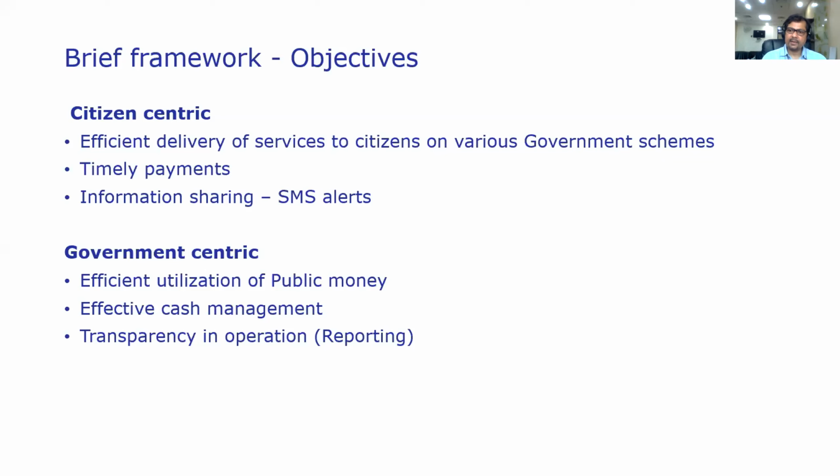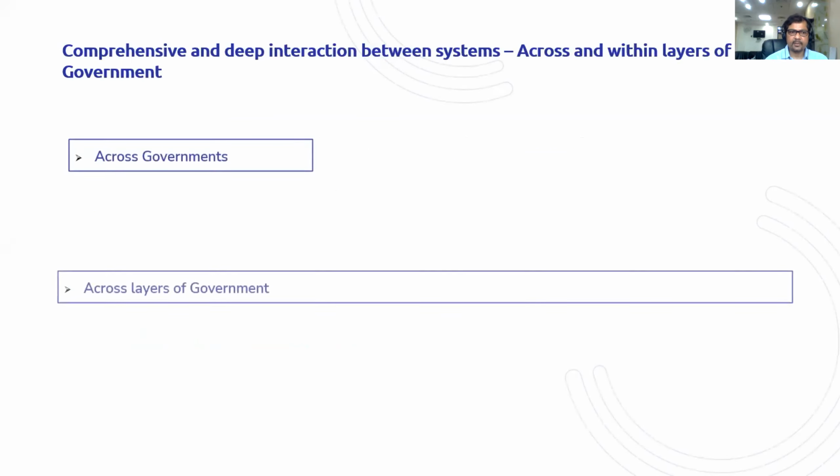But at the same time, it is equally important that such data exchange should benefit the overall financial governance of the country, in the form of efficient utilization of public money. That is the objective of public financial management: effective cash management through information sharing, and also transparency in operation through various reporting in the public domain.